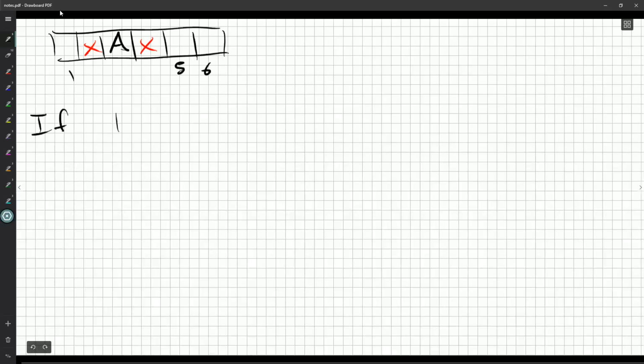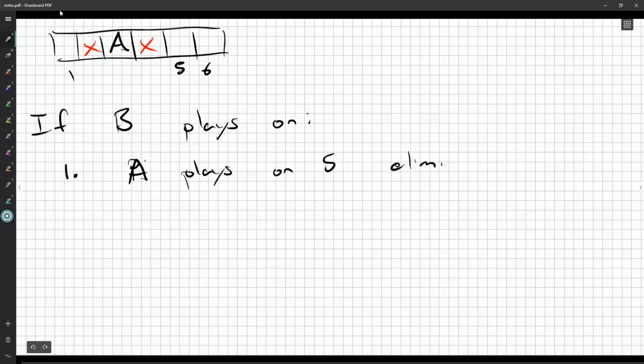Okay, so a little picture of what we've got going on so far. Okay, remember, this is a C-part question. We do have to actually explain and show what's going on and make it readable for the markers. So we'll just break down our strategy. If B plays on 1, A plays on 5, eliminating 6, and wins.